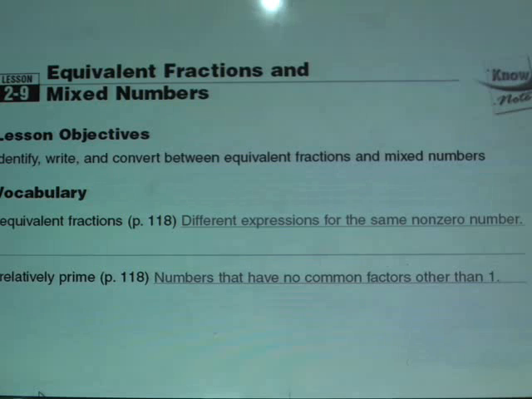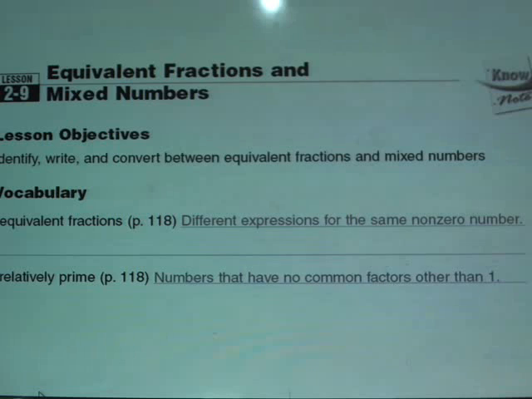So, some definitions. What are equivalent fractions? Equivalent fractions are different expressions for the same non-zero number. For instance, let's say we were talking about 4 over 2 and 8 over 4. Yes, I picked fractions where the numerator, the top number, is bigger than the denominator, the bottom number, but it would work the same either way.